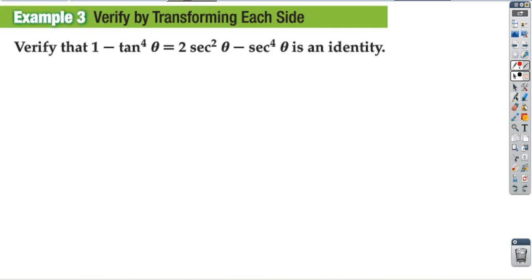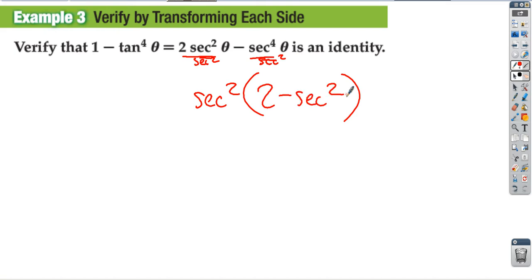So on the left side, I don't see anything that would really help us. On the right side, we have stuff to the 4th power. On the right side, I do see a common factor, though. These both have a secant squared in common. So let's try and see if we can factor that out, and maybe that will get us somewhere. So if I divide this by sec squared and this by sec squared, I'm going to get 2 minus sec squared.